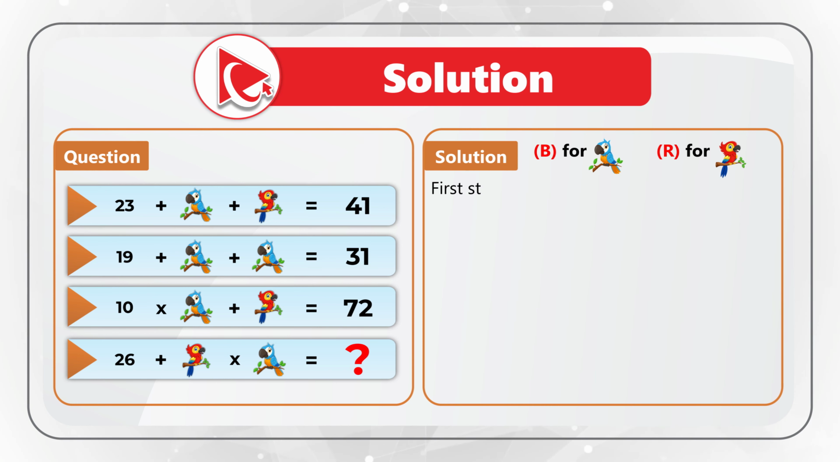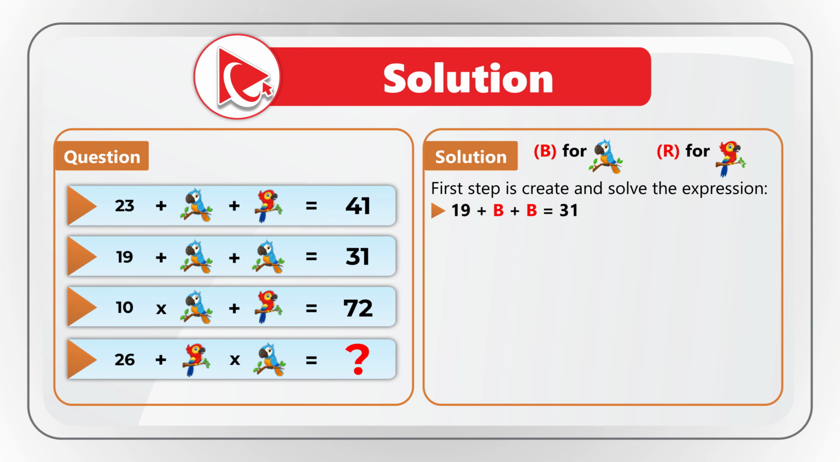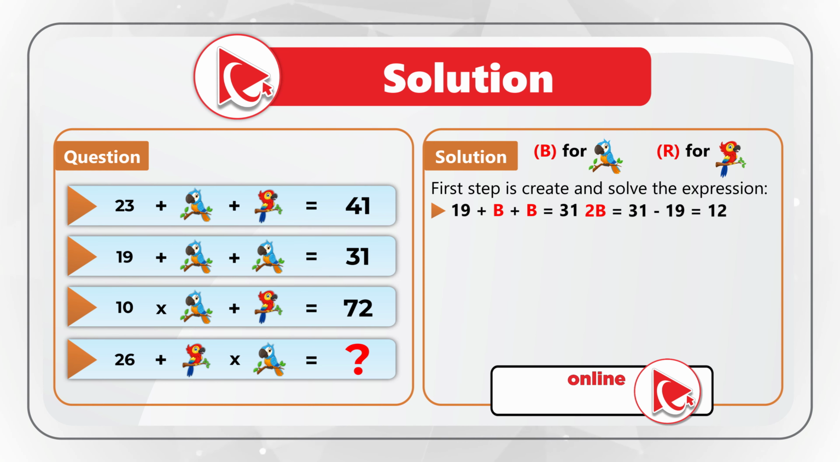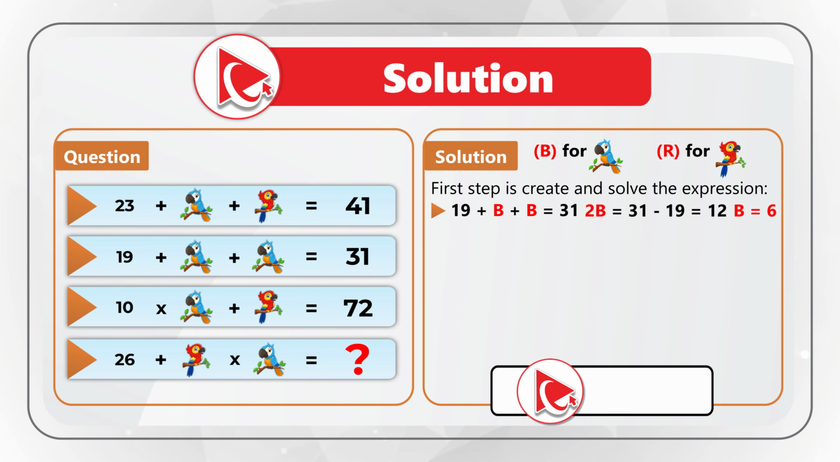So the first step here is to create and solve an expression. And the easiest one to solve is the second expression with 1 blue parrot. 19 plus B equals 31, which means that B equals 31 minus 19, which equals 12. Once we solve it, we see that B, blue parrot, equals 12.